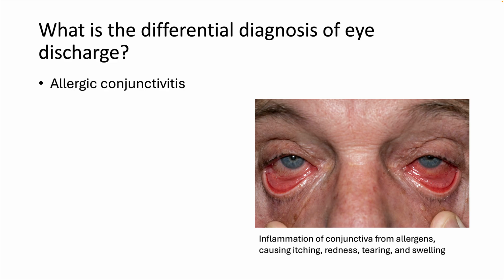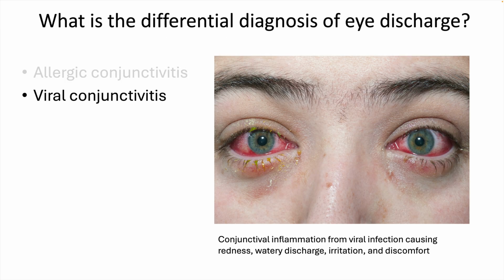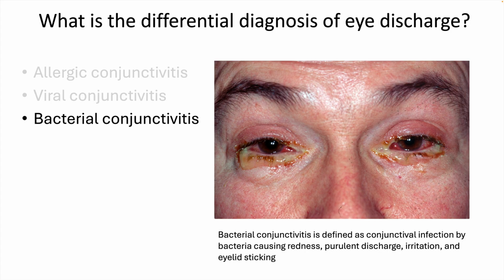Allergic conjunctivitis is defined as inflammation of the conjunctiva from allergens causing itching, redness, tearing, and swelling. Viral conjunctivitis is defined as conjunctival inflammation from viral infection causing redness, watery discharge, irritation, and discomfort. Bacterial conjunctivitis is defined as a conjunctival infection caused by bacteria, which results in redness, purulent discharge, irritation, and eyelid sticking and swelling.